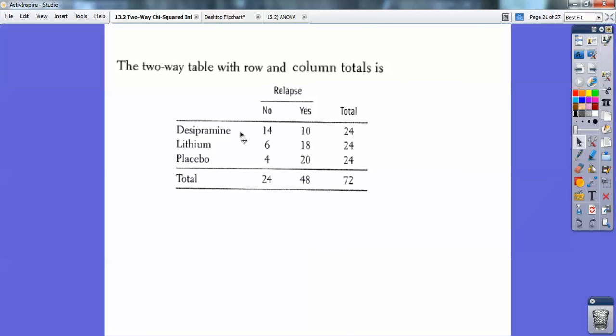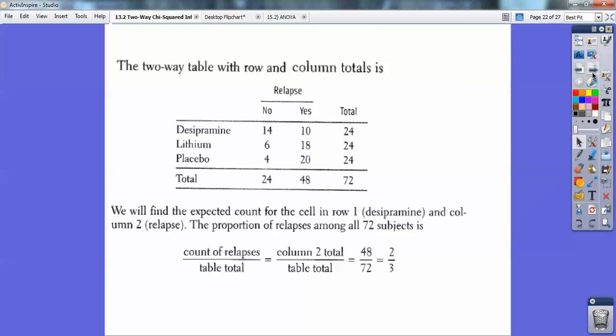For desipramine, 14 had no relapse, and the rest of the 24 add up, so 10 of them did relapse. In the lithium group, 18 of them relapsed. In the placebo group, 20 of them relapsed. The totals going down here are 24s, and the totals down here are the number of relapses. So we'll find the expected count for the cell in row 1, the desipramine row, and column 2. The proportion of relapse among the 72 subjects is the count of relapse, 48, divided by the total, 72, which is 2/3. So 2/3 is our overall proportion right there.